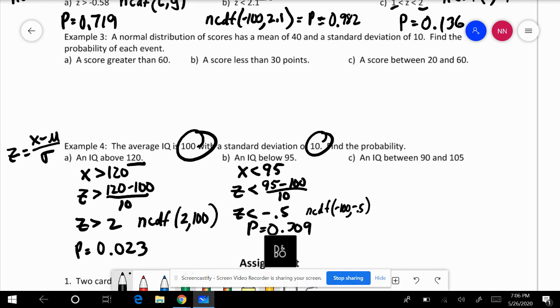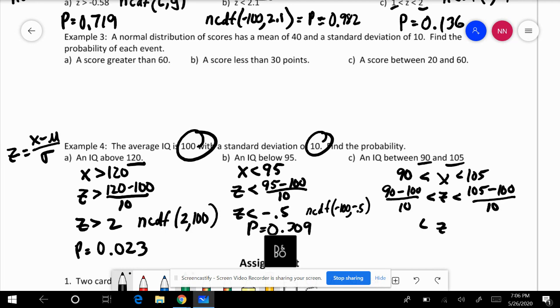Now, for our last one, notice that it's in between these two values. So that means that our x value is in between 90 and 105. So we need to convert it into a z value. We use the formula again. 90 minus the mean divided by the standard deviation. We go 105 minus the mean divided by the standard deviation. So now we get 90 minus 100, which is negative 10, divided by 10 is negative 1. And we're going to take 105 minus 100, which is 5, divided by 10 is 0.5.